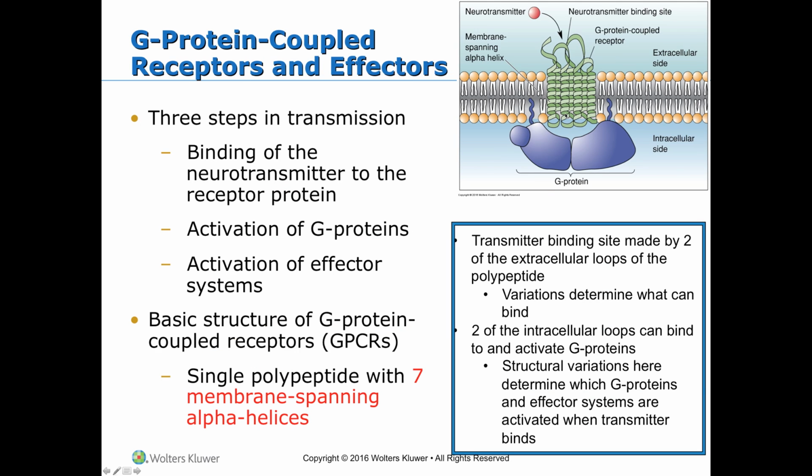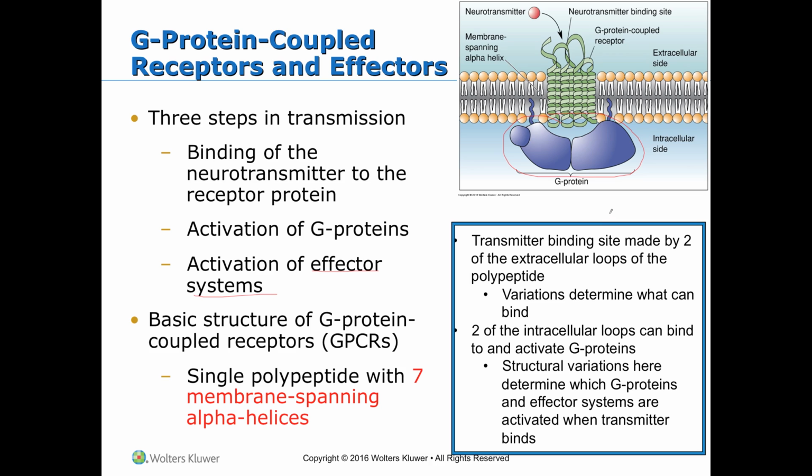So the last little bit that we'll talk about is G-protein coupled receptors and effector systems. There are three general steps in transmission of a G-protein coupled receptor. You have the binding of a neurotransmitter to a receptor protein. You have the G-protein that becomes activated. And then this G-protein will then go to activate numerous effector systems. So the basic structure of a G-protein coupled receptor is a single polypeptide with 7 membrane-spanning alpha helices.